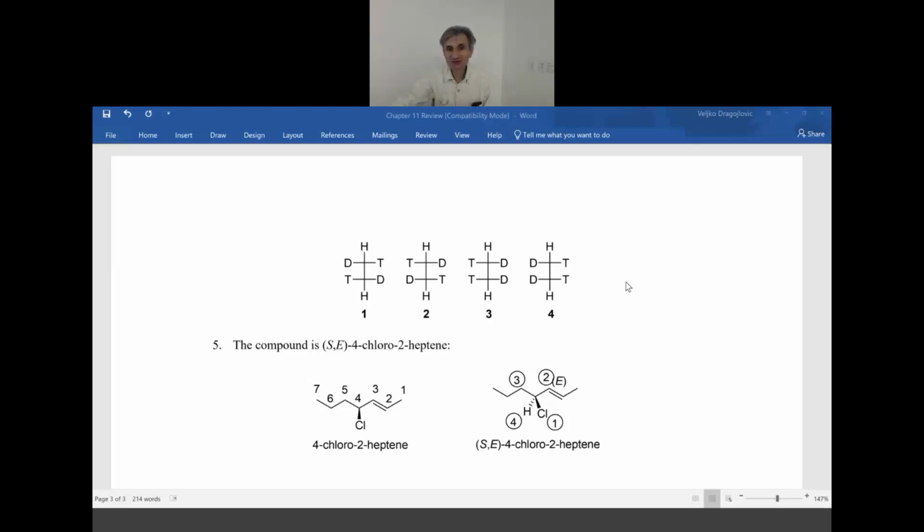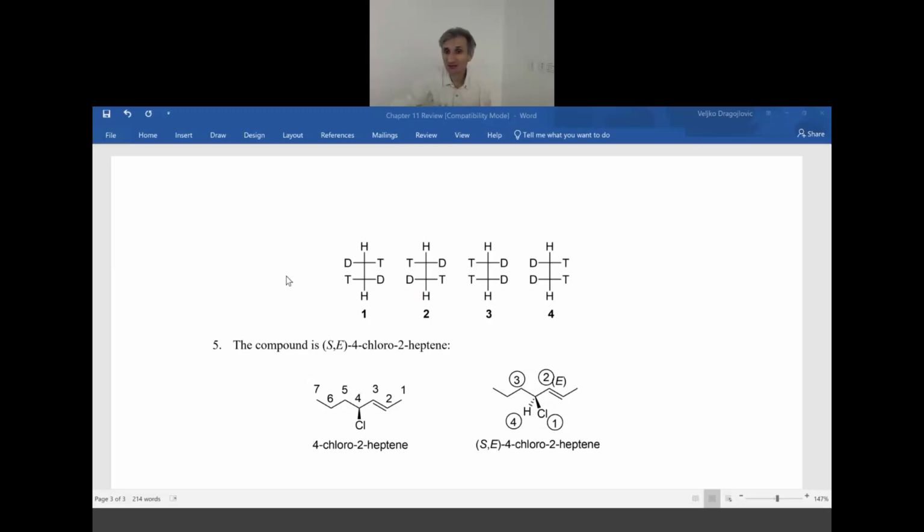So when you draw these 4 formulas, we can figure out that you have threo. You see identical substituents on the opposite sides of the Fischer projection. You have 2 threo enantiomers. They are clearly not superimposable, because if you rotate one of them 180, it's not going to superimpose on the other. So we have 1 and 2 as a pair of enantiomers. Those are 2 enantiomers, and that's the threo pair of enantiomers.